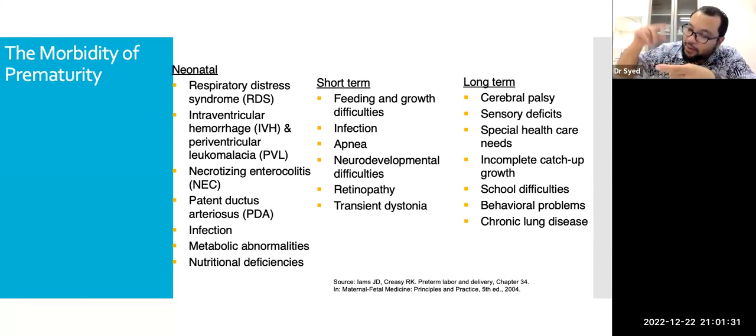Nombor dua, kita ventilate dengan high oxygen and then kita reducekan. So there are episodes of hypoxia to the retinal tissue. These are the two factors that results in retinopathy of prematurity. So baby may go blind kalau kita bagi too much oxygen in premature baby. Sebab dia punya tissue dia, retina dia very fragile as compared to more term babies. So mata dia boleh dapat retinopathy of prematurity.